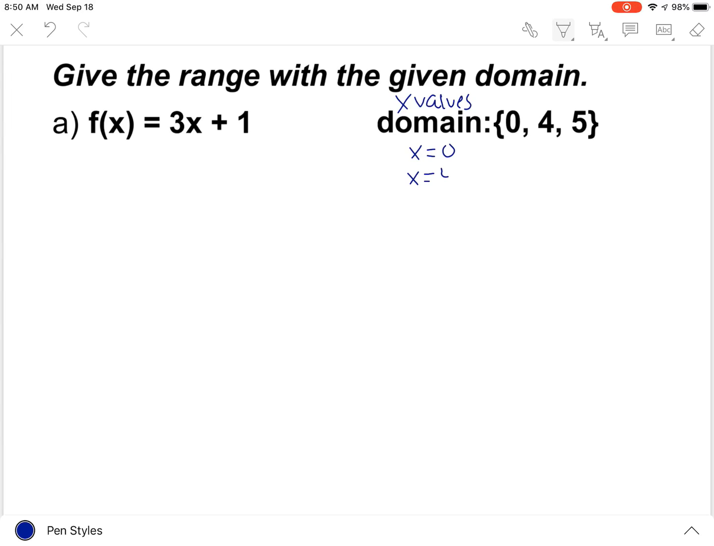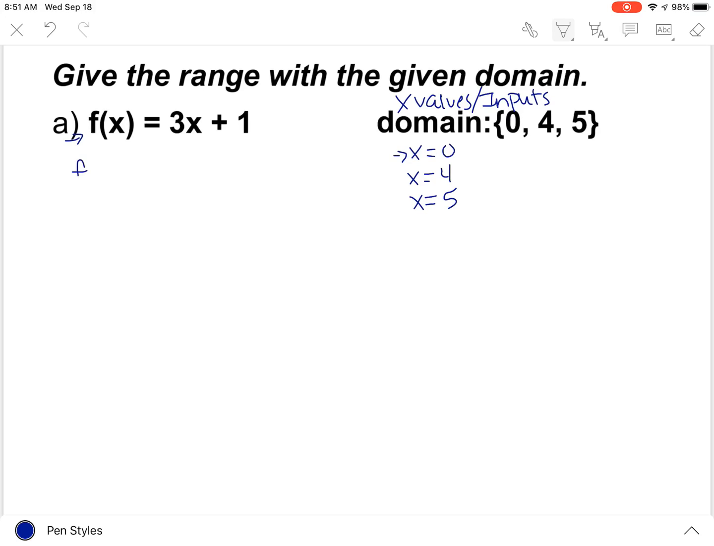We want to find out what happens when x equals 4. And we want to find out what happens when x equals 5. These are our inputs. Okay, inputs, x values, those are the same thing. So we are going to take our x values and we are going to plug them in to our function.